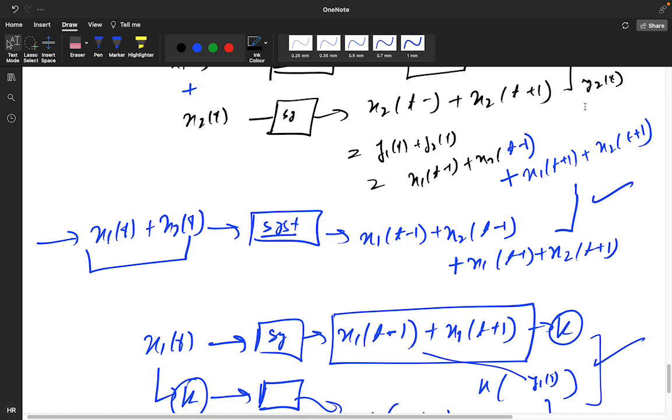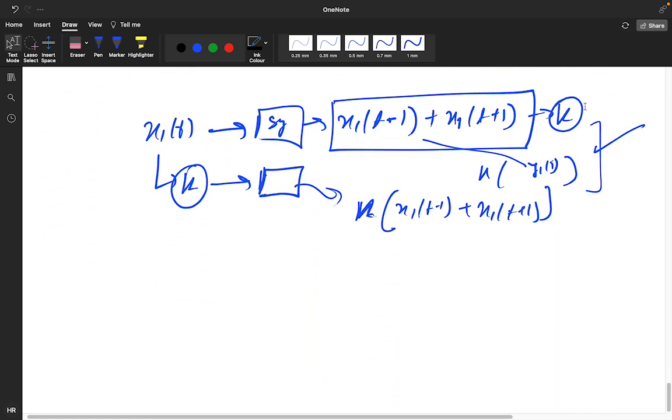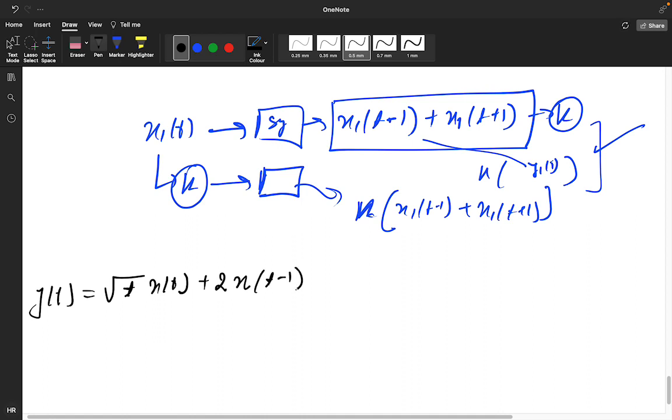Now you may get a very difficult question like this, and by seeing this kind of thing you don't need to do anything directly. The question is like this: y of t equals root t times x of t plus 2 x of t minus 1 plus t square x of t plus 2. We have already checked that if any coefficient is multiplied with the input, then the system is linear.